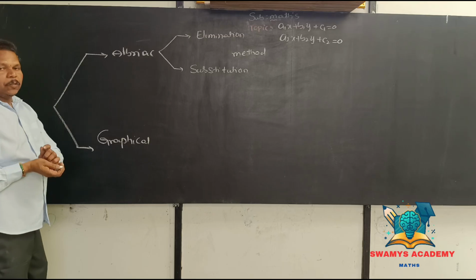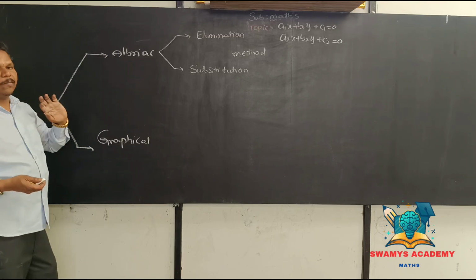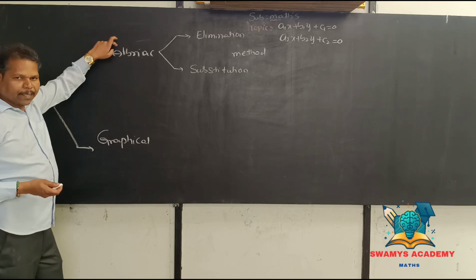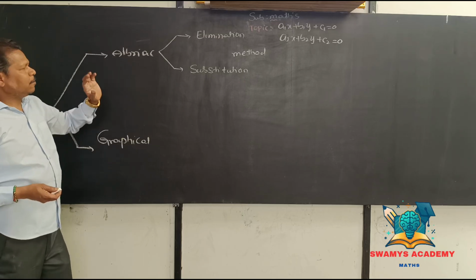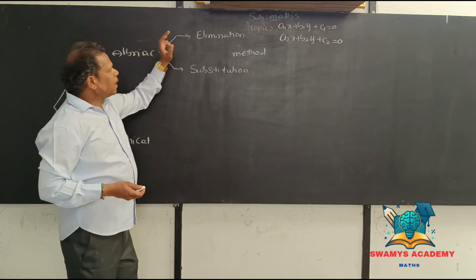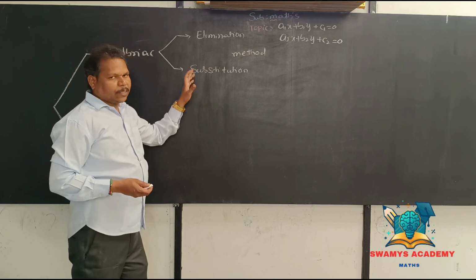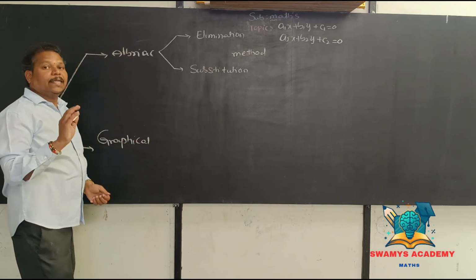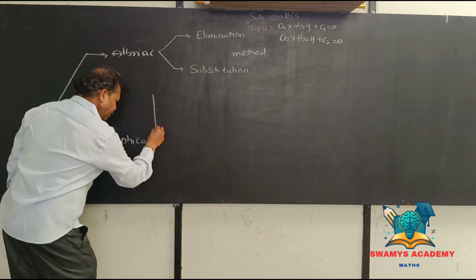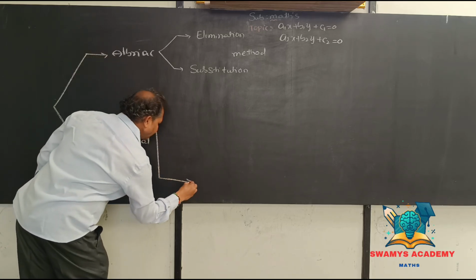To solve them, two types of methods are there. One is the algebraic method, another one is the graphical method. In the algebraic method, two types are there: elimination method and substitution method. In the graphical method, we will get three types of graphs.